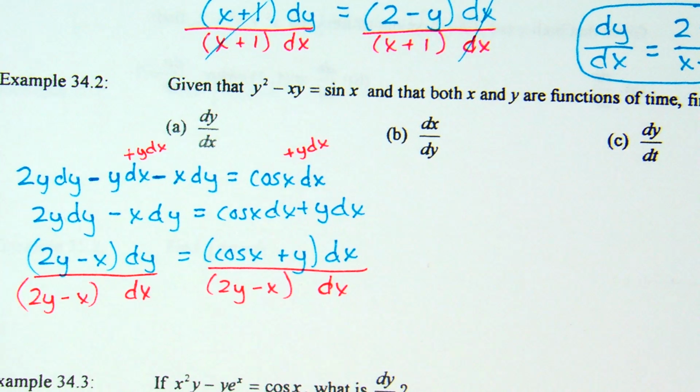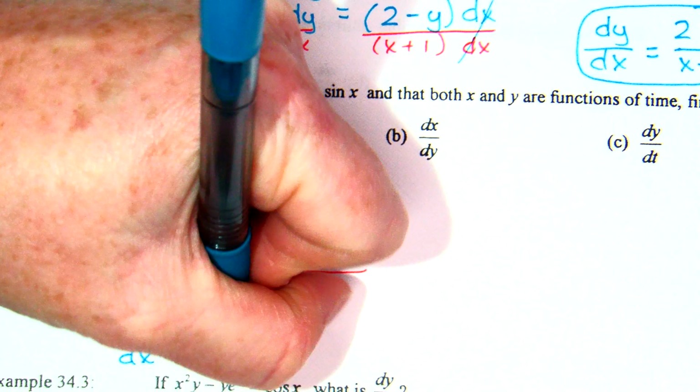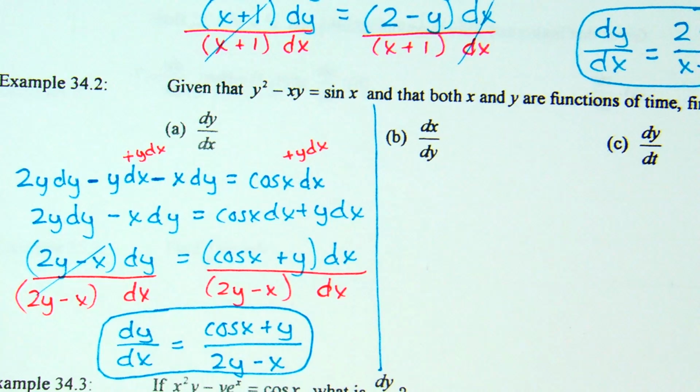So, you got it? 2y minus x cancels. I have dy dx equals cosine x plus y over 2y minus x. Okay. Questions on that one?